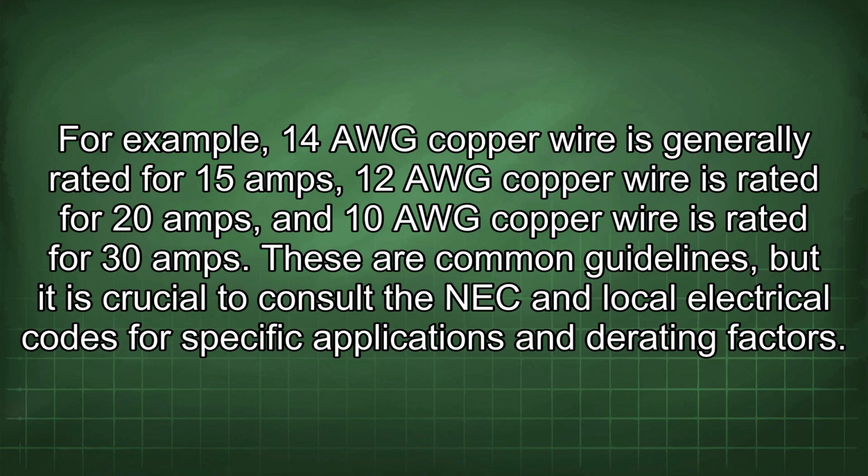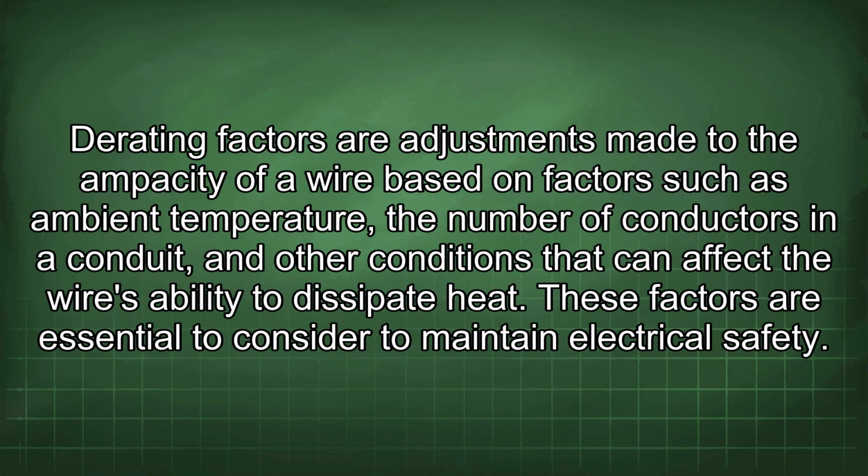These are common guidelines, but it is crucial to consult the NEC and local electrical codes for specific applications and derating factors. Derating factors are adjustments made to the ampacity of a wire based on factors such as ambient temperature, the number of conductors in the conduit, and other conditions that can affect the wire's ability to dissipate heat. These factors are essential to consider to maintain electrical safety.